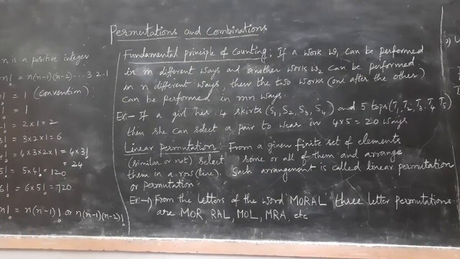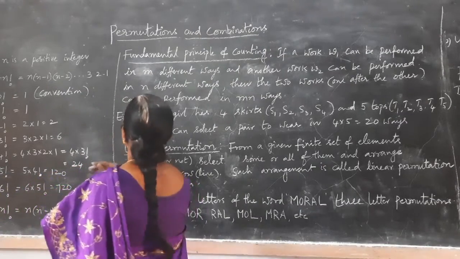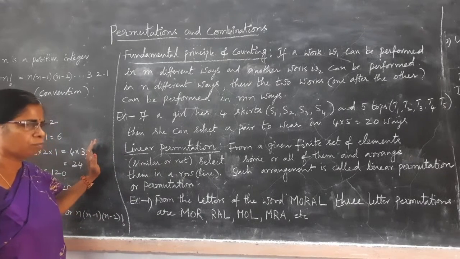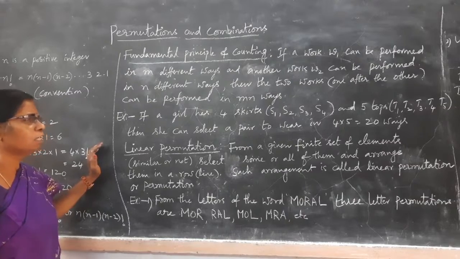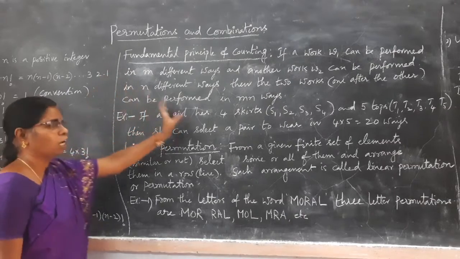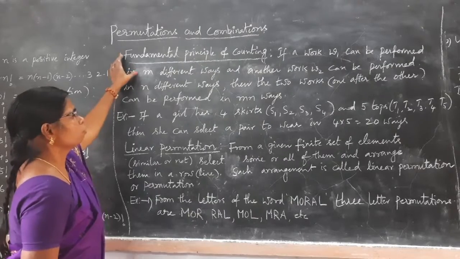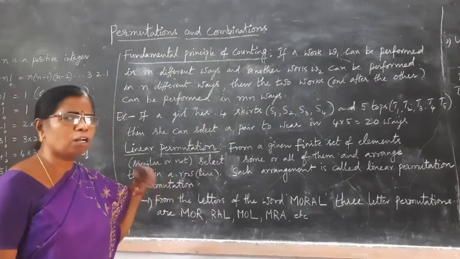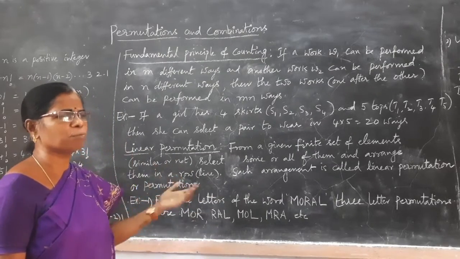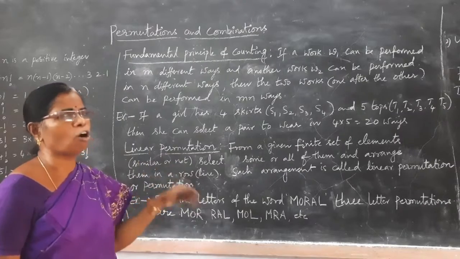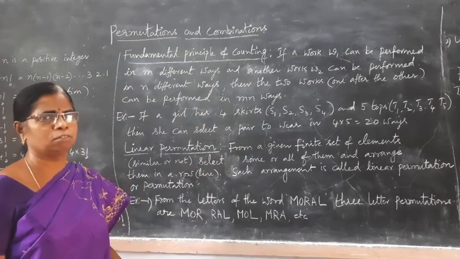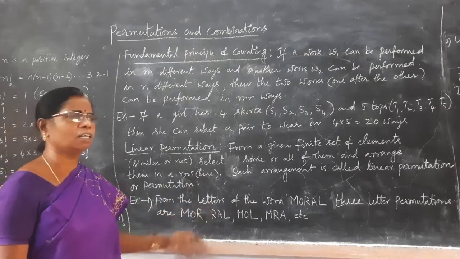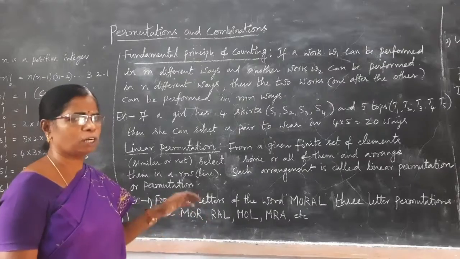That is about factorial of n. Now I come to the concept. Before entering into the detailed discussion, we have a small concept, that is the fundamental principle of counting. This chapter permutations and combinations is all about counting. We count how many ways this work can be done, how many ways we can select, and how many ways we can arrange. These are the major works we are going to do.